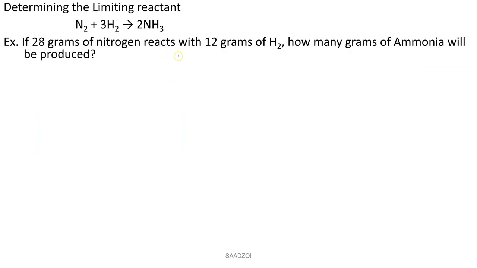So here's an equation. It's already balanced for you. You have 28 grams of nitrogen reacting with 12 grams of hydrogen. The way you can tell this is a limiting reactant question is because you have masses for both reactants.